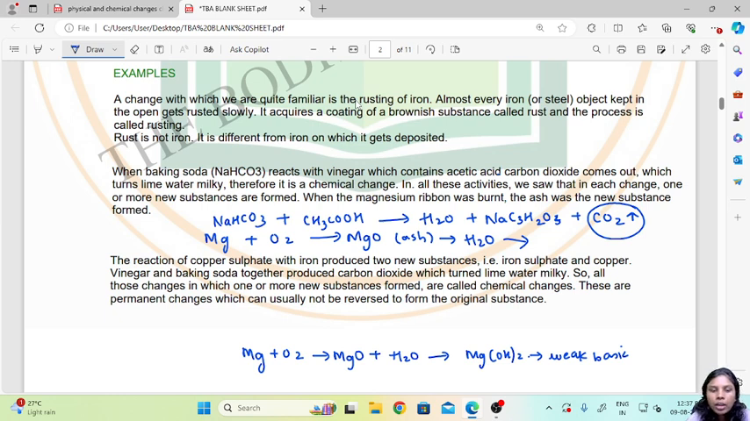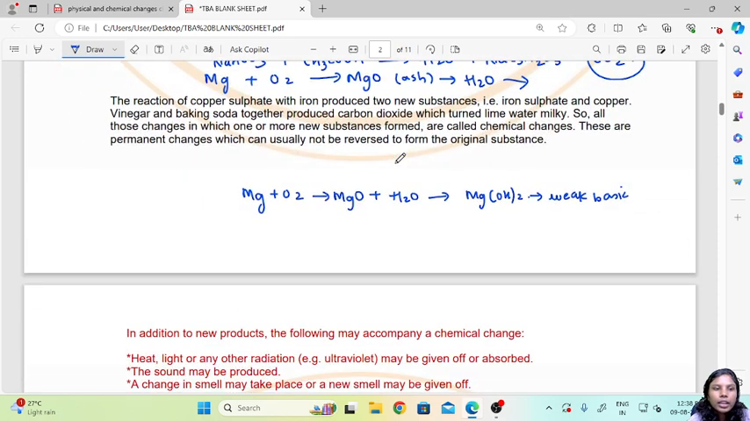So what did we see now here? First, on burning magnesium ribbon we got magnesium oxide. Then if I dissolved it in water, I didn't get magnesium back. I got a new compound that was formed, that was magnesium hydroxide. So this is what we have said about chemical changes. When a reaction takes place, firstly it is not reversible and also a new product will be formed. Now say there is a reaction of copper sulfate with iron that produces two new substances, that is iron sulfate and copper.